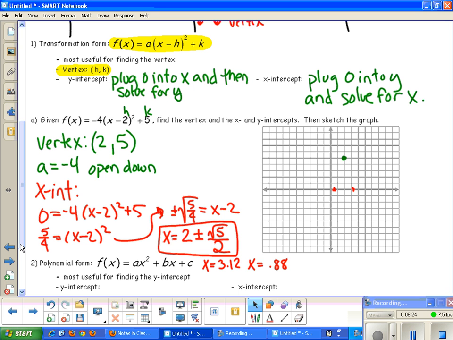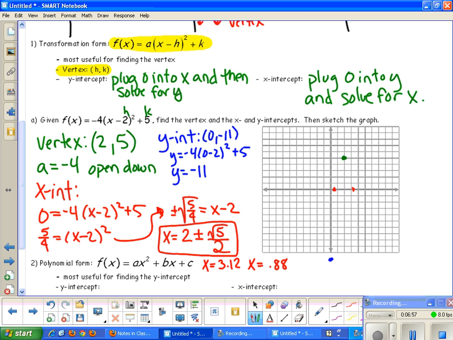Then the last thing I want to do is find my y-intercept. So to find the y-intercept, remember, you plug 0 in for x and solve for y. So y is equal to negative 4 times 0 minus 2 squared plus 5. So for this, 0 minus 2 is just negative 2. Negative 2 squared is positive 4. 4 times negative 4 gives me negative 16 plus 5 is negative 11. So my y-intercept would be 0, negative 11, or you can just write y equals negative 11. So since my graph only goes to 10, it's actually going to be off my graph somewhere around here.